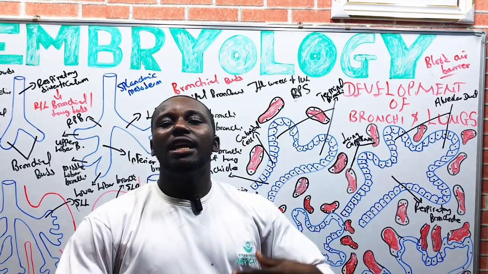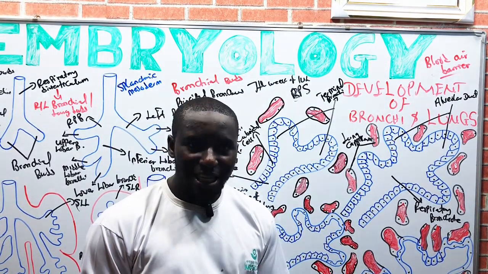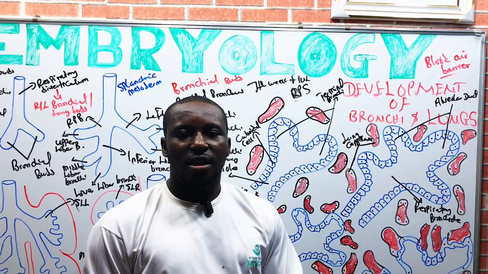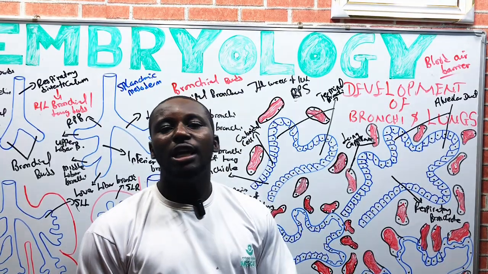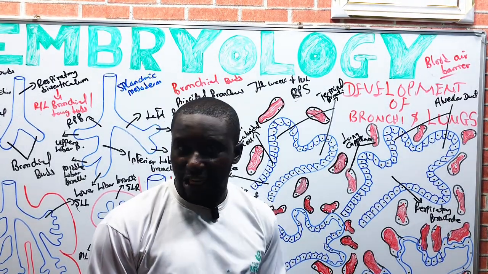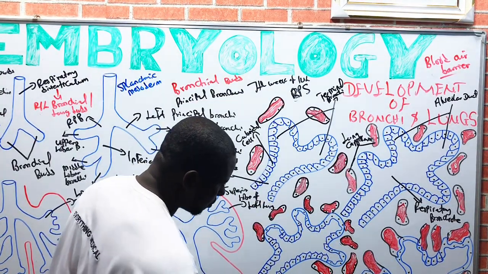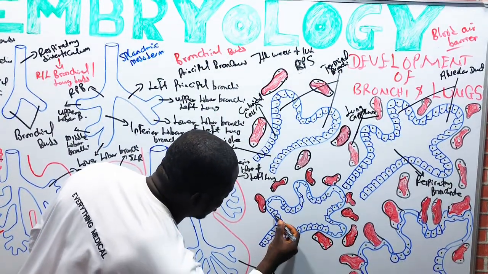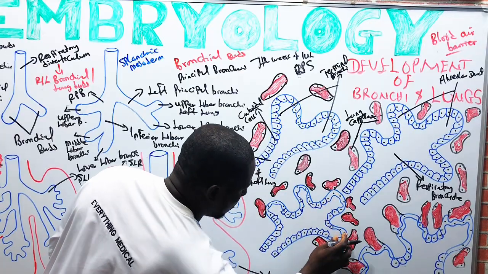Now, the terminal sacs, that is the primitive alveoli, are lined by an endodermal squamous cell called the type 1 alveolar epithelial cell, or the type 1 pneumocyte, right? Now watch. You can see that all these cells are cuboidal cells, right?